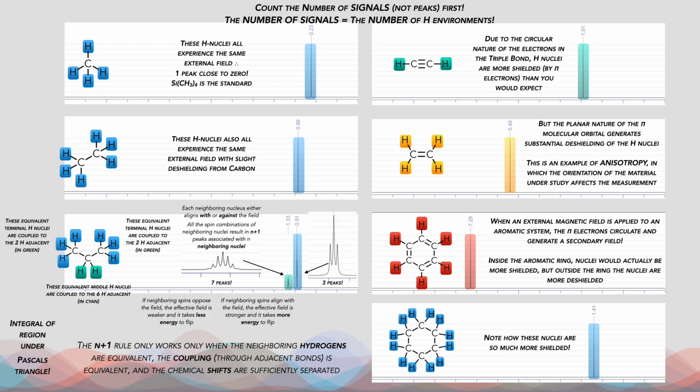However, the n+1 rule only works cleanly when neighboring hydrogens are equivalent and sufficiently separated in chemical shift. Notice how anisotropy again influences proton shifts. Alkynes appear more shielded than expected because cylindrical pi electron circulation partially shields the proton. Alkenes and aromatic systems instead strongly deshield nearby hydrogens due to planar anisotropy and aromatic ring currents. As always, the electronic structure governs the magnetic environment.